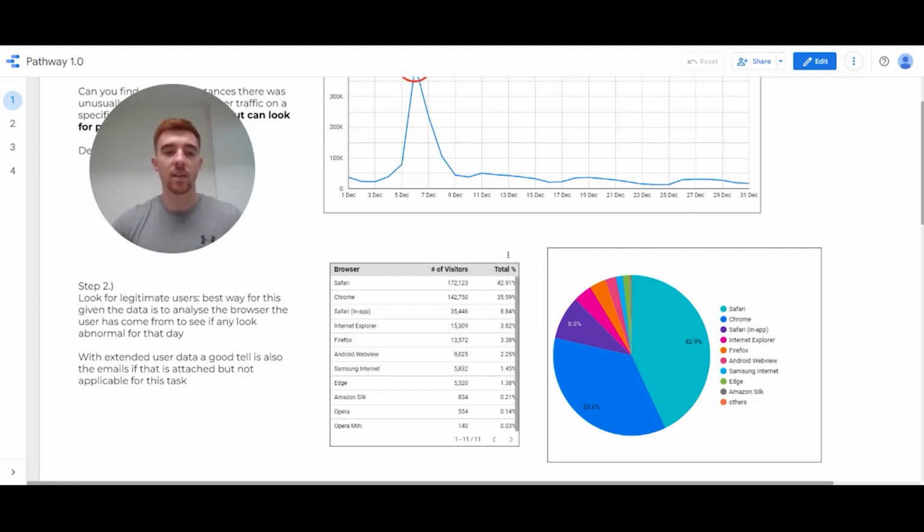Normally with this kind of data, we might also have the opportunity to have more user data as well. We don't in this scenario, but a good tell is the email that is attached to each user. Sometimes they're quite spammy and it's really easy to spot if they're bots, so it's really useful. But in this task, it's not applicable. So all you'd need to see here is the number of visitors per browser type.